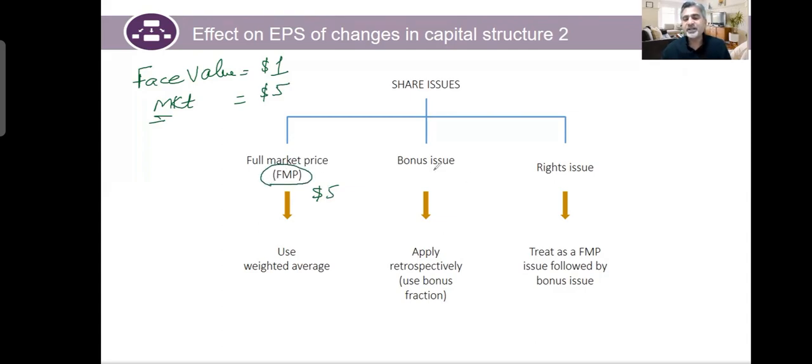In bonus issue, you give it for zero. In bonus issue, you don't charge anything. You just give away shares as a bonus. In rights issue, you give shares at a discount, probably 20-25% discount, and you are issuing shares at $4. Now, these three numbers are going to make an impact, okay? What is the impact? That is the financial management issue I'm going to discuss here in detail.